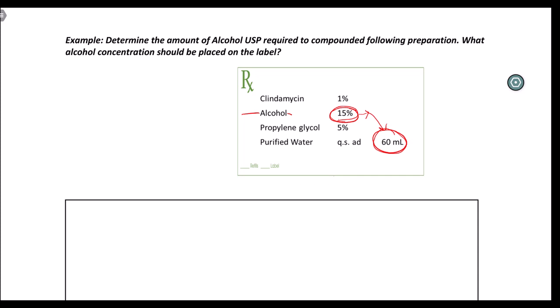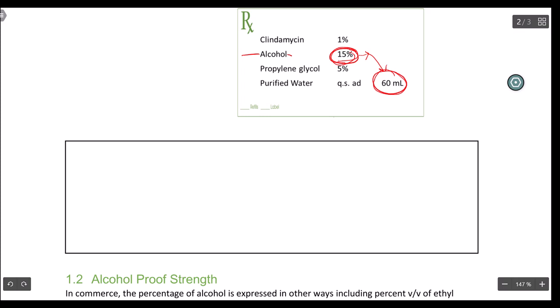Okay, so let me clarify again. This is telling us that the final concentration of this is going to be 15%. But the amount that we have to make is 60 mL. So let's talk about how we would make this. Let me draw a picture as usual. You got 60 mLs. I want this to be 15% alcohol, right? 15% ethanol I want in this liquid right here. How do I do that?